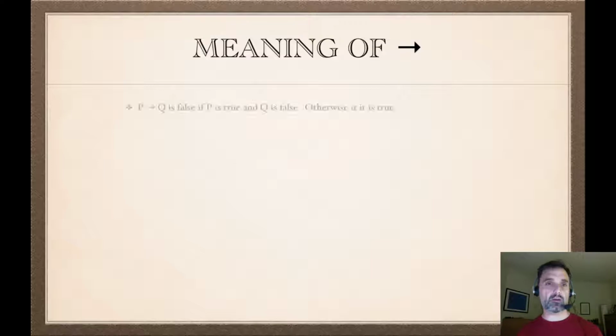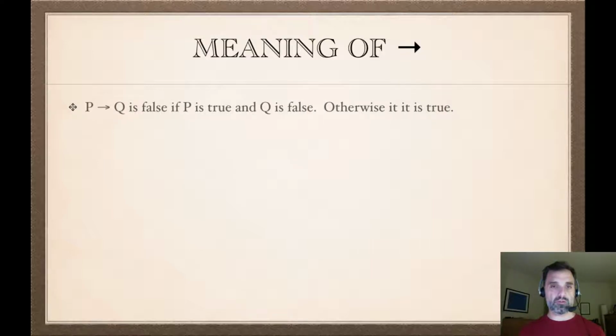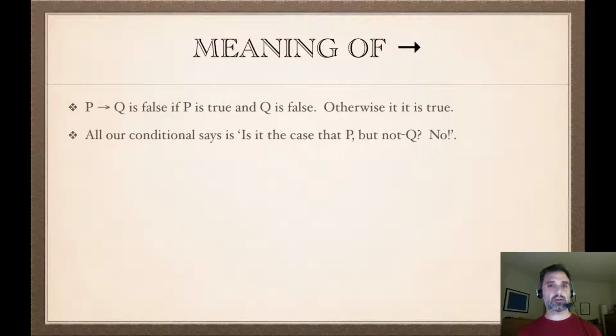So the meaning of arrow: P arrow Q is false if P is true and Q is false, and otherwise P arrow Q is true. So one way of thinking about that is it's saying that P arrow Q has no counterexamples. So in other words, if we ask, is it the case that the antecedent is true but the conditional is false? Then no. But that's all that it says.